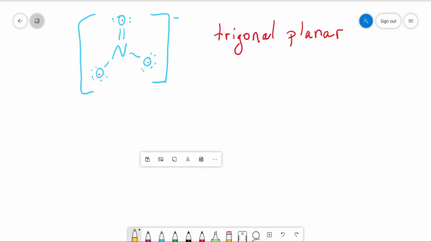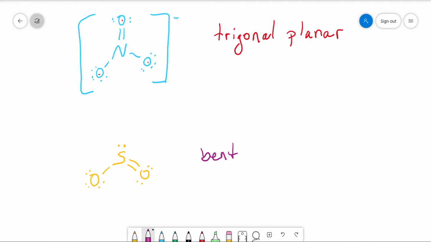Now, if we change out one of those oxygens for a lone pair, let's see what happens. So if we have SO2, and we put a lone pair there, now this gives us a different shape because we don't see the lone pairs, but they do repel those two oxygens and kind of bend them down. So this is bent.